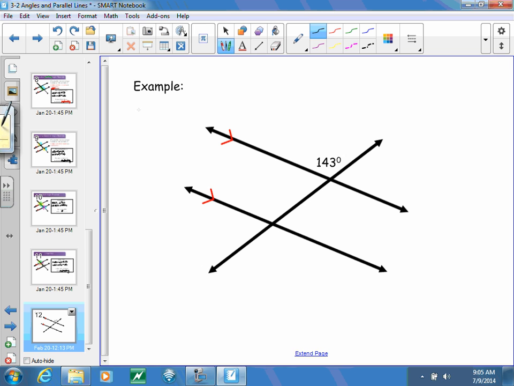What I'd like you to do is to come to class with this example figured out. I am telling you here that these two lines are parallel to each other, and I would like you to find the remaining angles if I give you this angle here is 143 degrees. So please bring that with you to class tomorrow. If you have any questions, make sure you write them down. Otherwise, we'll see you in class.